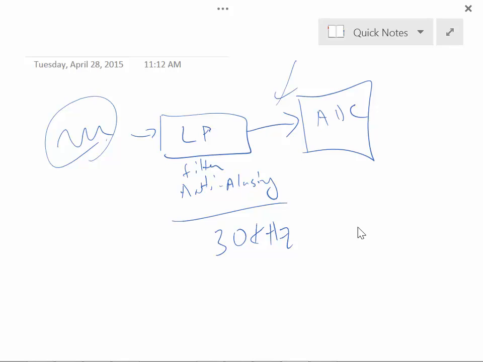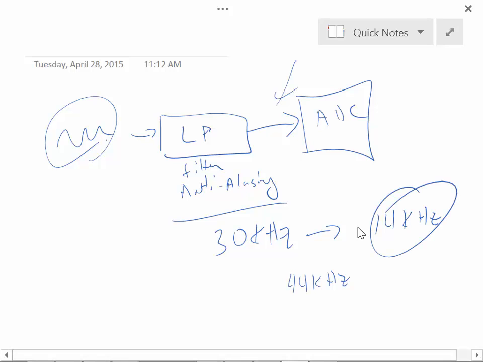But once we sample that, and we're sampling this at 44 kilohertz, that's our sampling rate, now all of a sudden this is going to look like something like 14 kilohertz. So now this looks like 14 kilohertz noise, and we can hear it. So it's very important that we get rid of that.